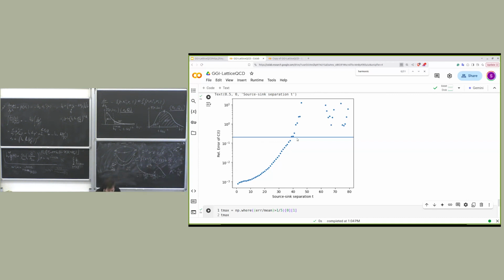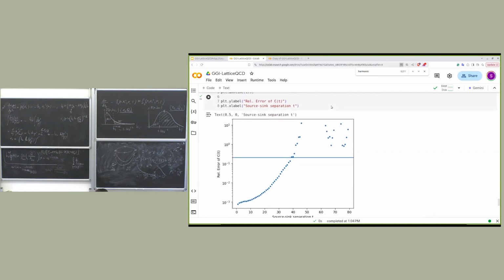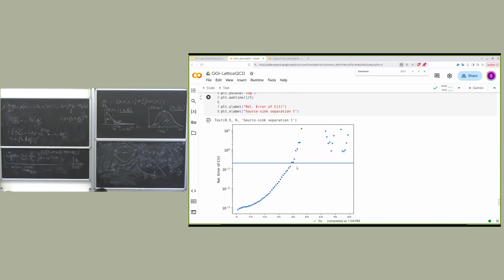All these errors that you have here are really non-reliable. It's not that the error grows but then becomes smaller, etc. It's just the wrong error, okay? And up to where can you trust the error? Usually up to a point where your signal is 1/5 of the error, so where the relative error goes up to 0.2.